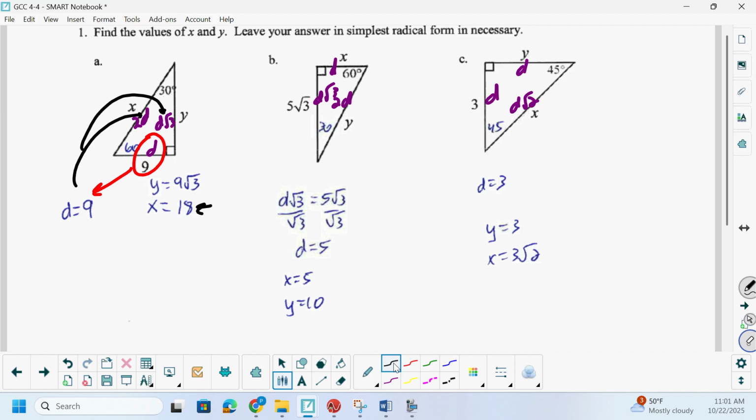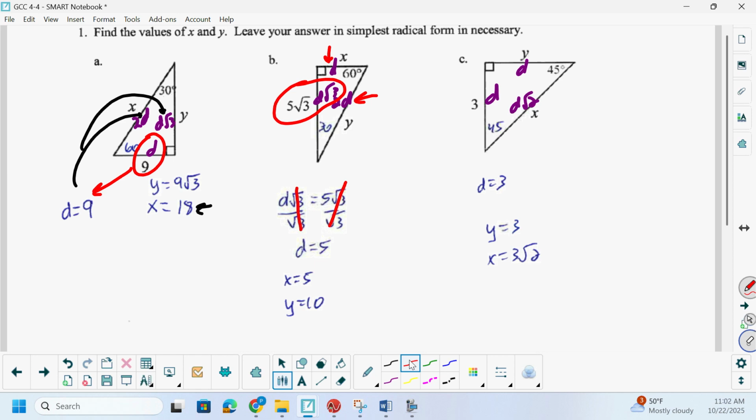In B, step 1, label your D's. Across from the 30 is D, across from 60 is D square root of 3, across from 90 is 2D. Step 2, go to the one that has a number. So we'll set up an equation. 5 square root of 3 equals D square root of 3. We'll divide both sides by square root of 3. Notice the square root of 3's wipe out, so we get D equals 5. Step 3, fill that D value in for the other sides. So X is just going to be 5, and Y will be 2 times 5, so 10.